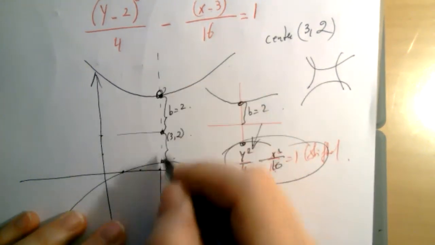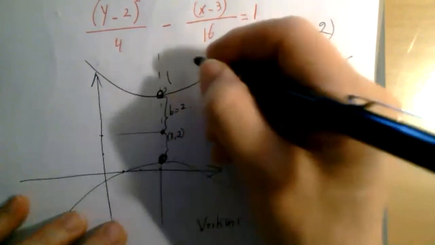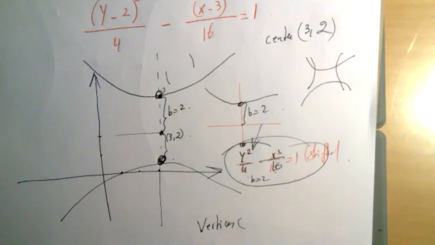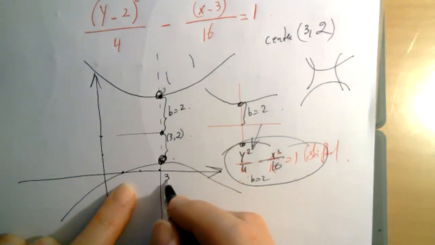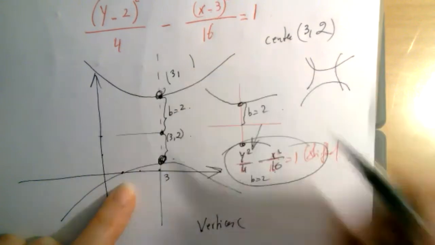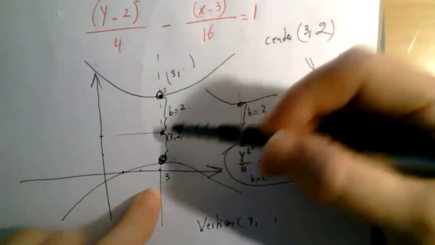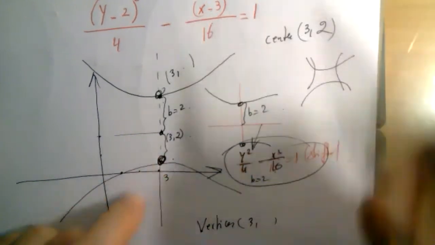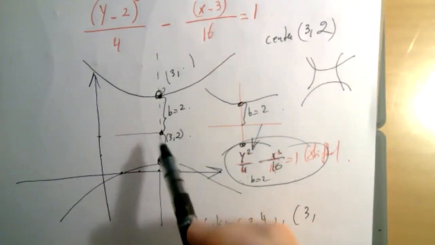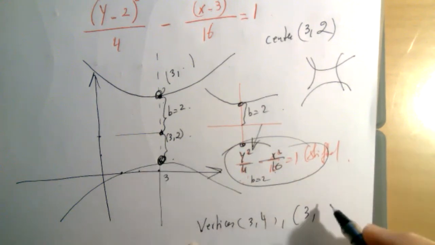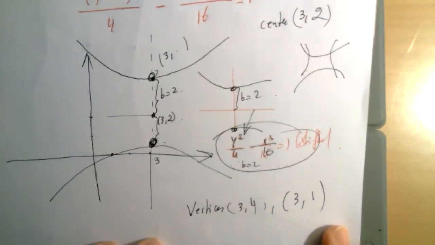These are what we call the vertices. And finding them is easy. So this is 3. What is this one? I have 2. I'm adding 2, so it's going to be a 4. And the other one is 3. I have a 3, take away a 2. It's going to be 1. So these are the vertices.